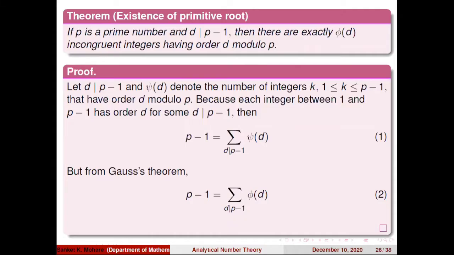In the earlier lecture we discussed the existence of primitive roots. The statement is: for any prime p, if d is a divisor of p minus 1, then there are exactly φ(d) incongruent integers having order d modulo p. We have proved this theorem.